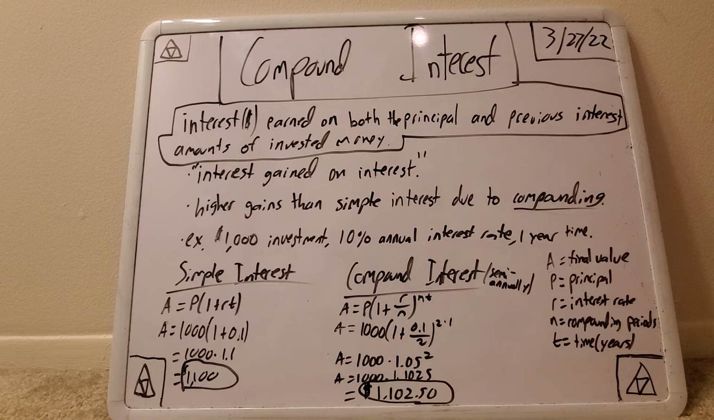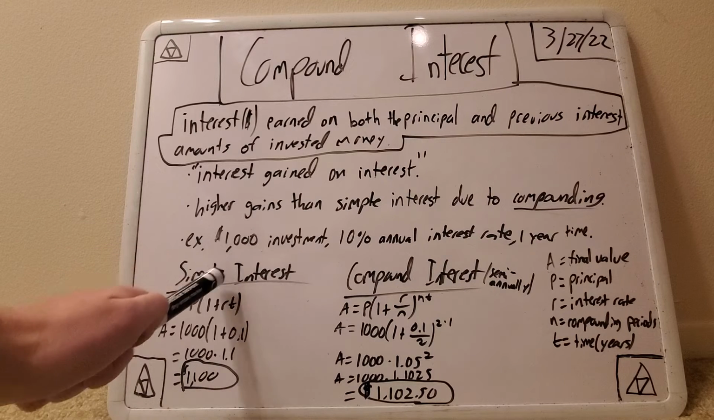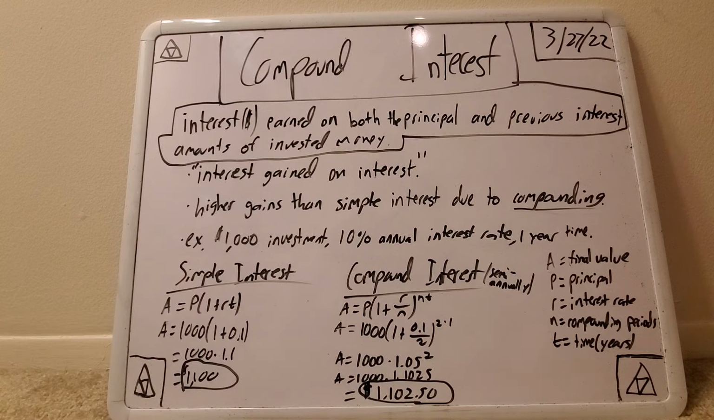But basically, compound interest does result in higher gains than simple interest, and that's due to the compounding effect that compound interest develops over time. So we have an example here. You have $1,000 that you invest in the stock market, and let's say you get a 10% annual interest rate or yield in this example. We're just going to look at a 1-year time frame to make things simple.